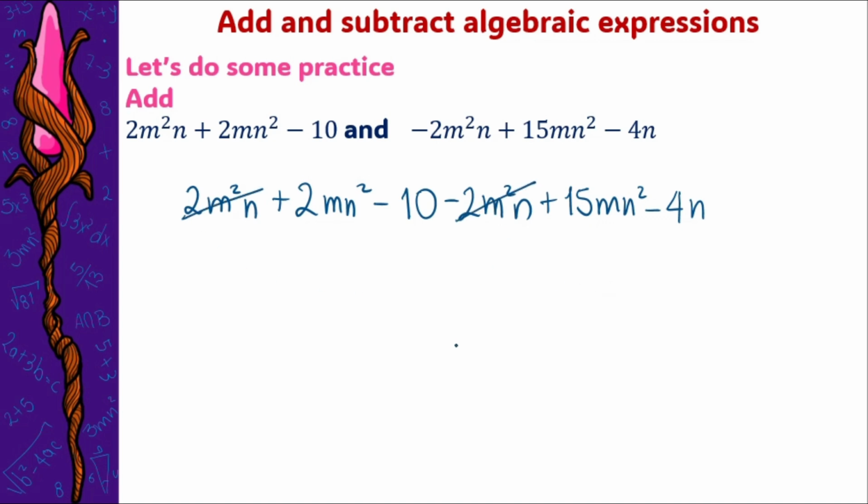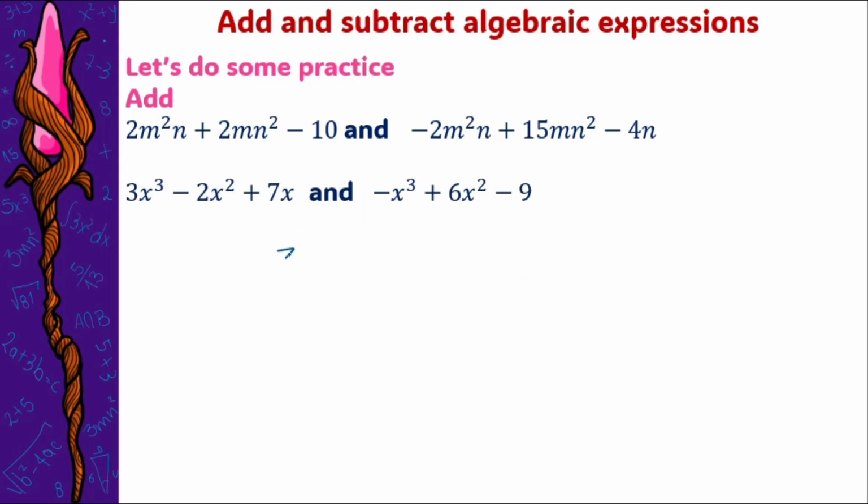2 minus 2 is 0, so they cancel out. And 2 plus 15 is 17, so 17mn squared. I'm going to start with this one because it has a variable. And finally the independent, minus 10. And this is the answer.